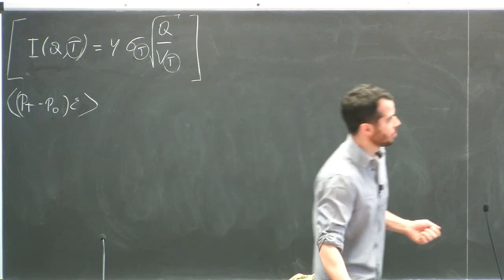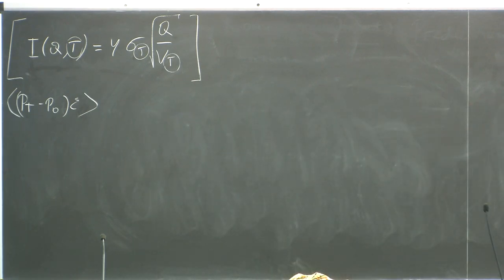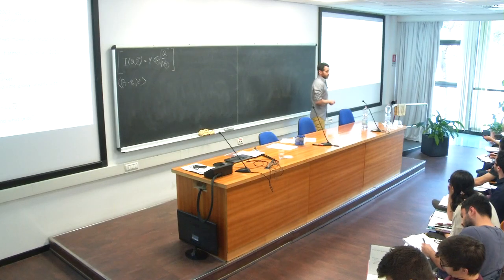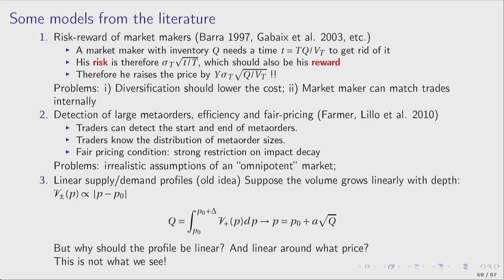Actually, I have a slide about it. I won't write it up, but I just want to briefly explain. I have a slide from a talk that I did some time ago, because I worked on this model a lot. So there are three types of models in the literature for this type of behavior, and I will just quickly explain. I'm not sure the language is super clear.